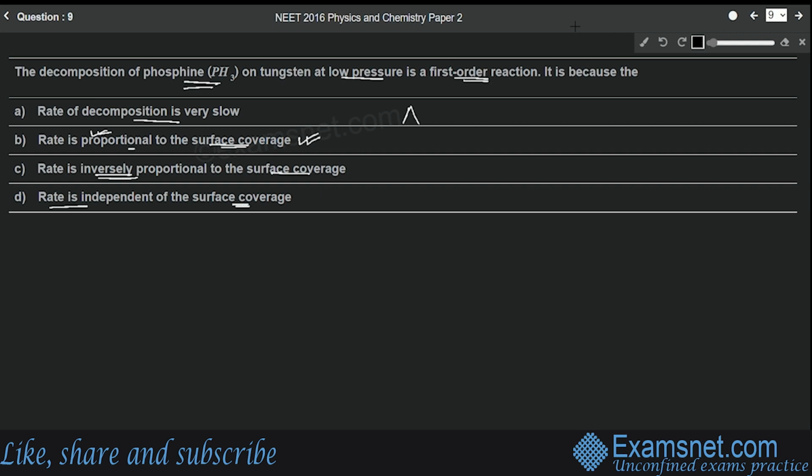What happens at low pressure? At low pressure, the surface area covered is proportional to the partial pressure of the phosphine. Therefore, this rate depends on the surface coverage. So option B will be the correct answer.